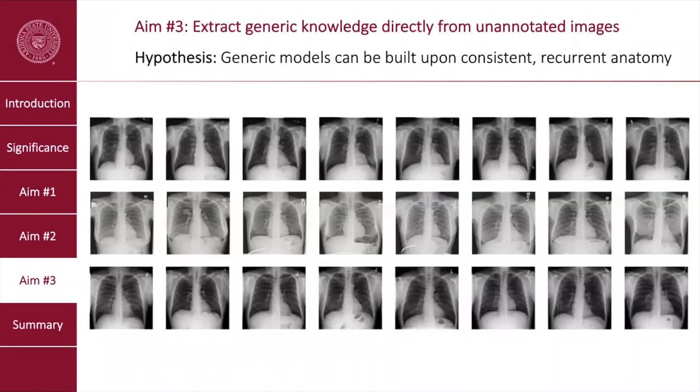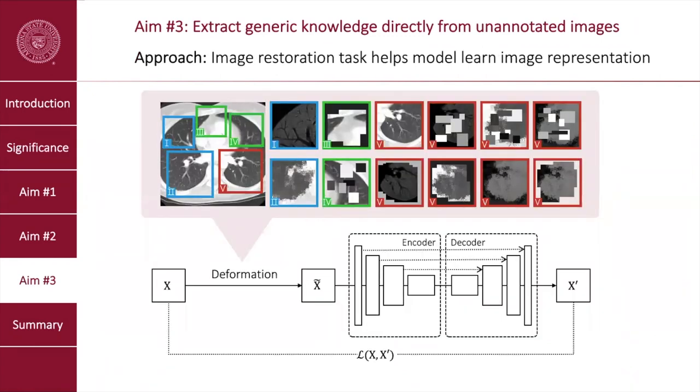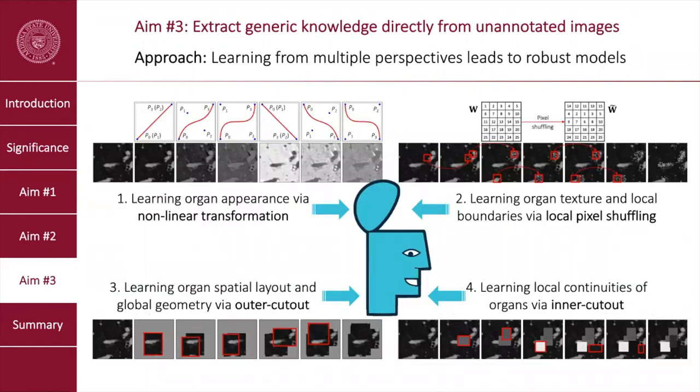We have observed that medical images embed consistent and recurrent anatomic structure. So we hypothesize that using this free information or free knowledge, we can empower the deep neural network with a generic and powerful image representation. To achieve this goal, we have devised the image restoration task to help the model learn the representation. Given the original image, we first deform it, and then ask the model to learn how to recover the original image. To deform the image, we have devised four different image deformations.